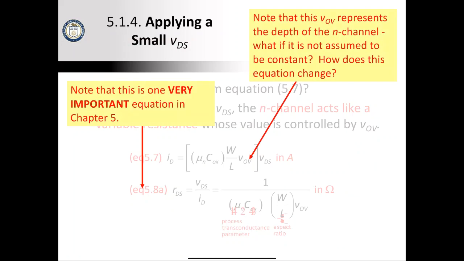Okay, now this equation right here is very important. Actually, both of these are very important. Note that this overdrive voltage value represents the depth of the N channel. Now, what if it's not assumed to be constant? How will this equation change? We're going to be talking really about the shape of the channel.